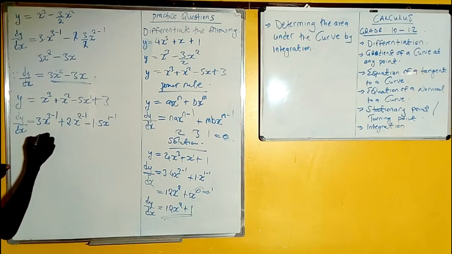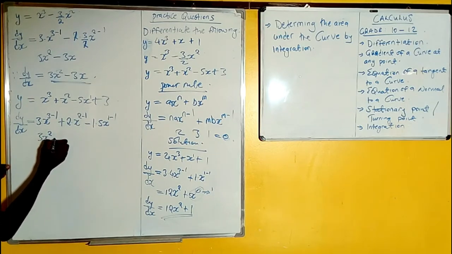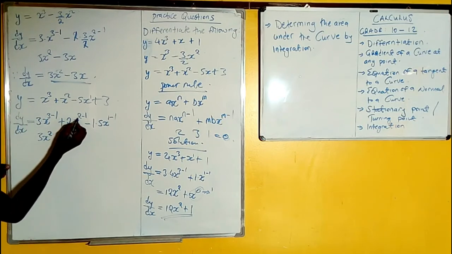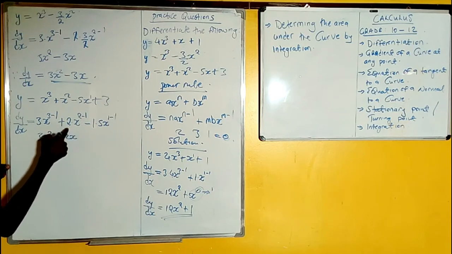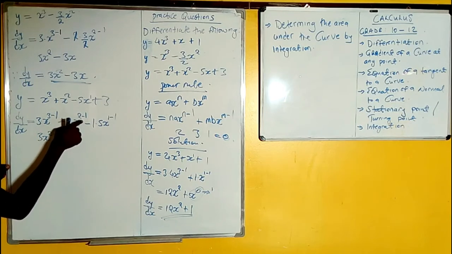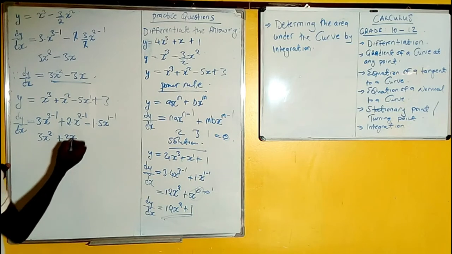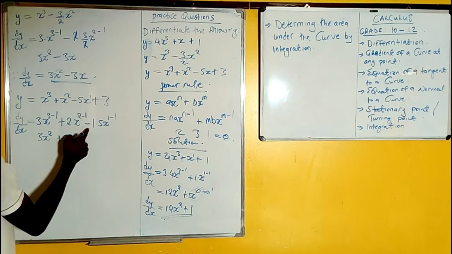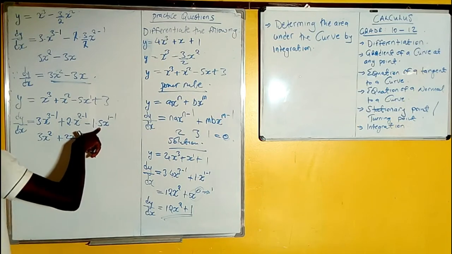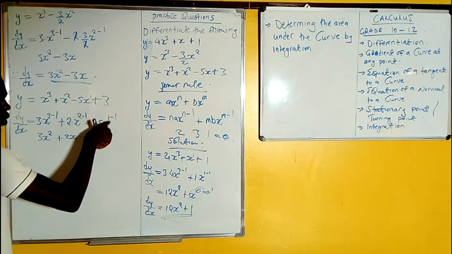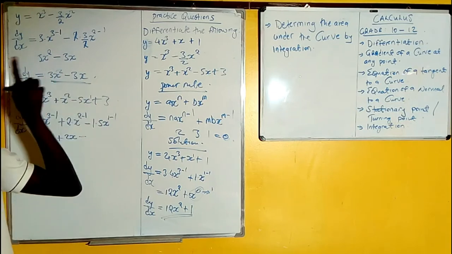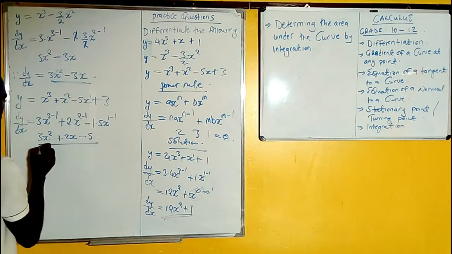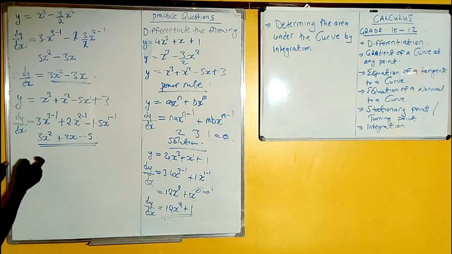Okay, so this one now becomes 3x squared, because 3 minus 1 is that one, 3 times x is that one. Plus here also, this is just 2x, because 2 times x is 2x, 2 minus 1 is 1, which we don't write. Then this one will be minus. When you check now here, this one is going to be negative 1 times 5, it will still be negative 5. Then this x to the power 0 is 1. So any number to the power 0 is 1. So we'll just remain with minus 5, and that is our dy by dx.